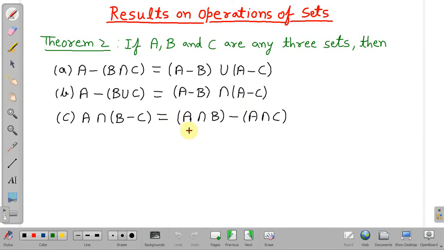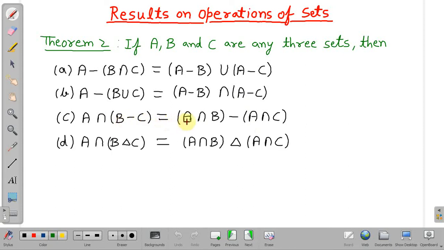The next result is A intersection B minus C is equal to A intersection B minus A intersection C. This can be proved using the distributive law. The next important result is A intersection B delta C. Delta means the symmetric difference of two sets B and C. This delta is B minus C union C minus B. So A intersection B delta C equals A intersection B delta A intersection C.